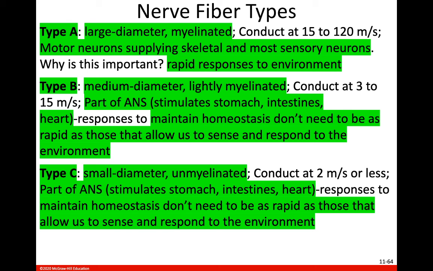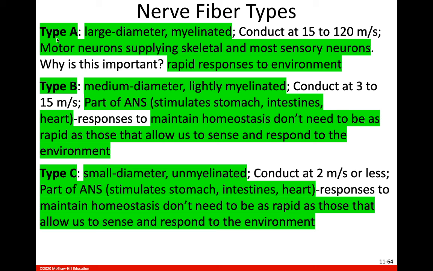So, just like we had different types of muscle fibers, and those were not based upon action potential conduction, but were based upon the size as well as the ability to do aerobic versus anaerobic respiration and to produce very strong contractions versus very weak contractions. We also have 3 different types of nerve fibers, again, based upon whether they're myelinated or not, based upon their size, and based upon how quickly they conduct action potentials.